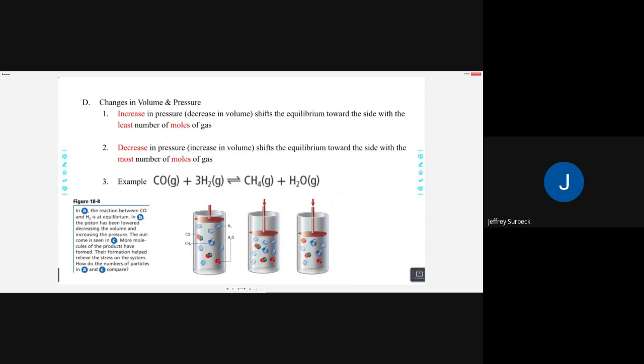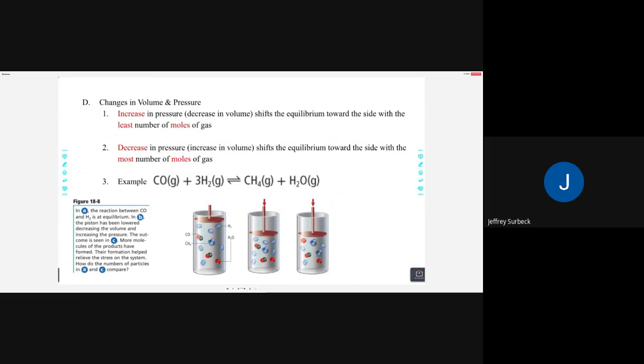Now, in particular, Le Chatelier's principle looked at pressure. And so if we increase the pressure, it's going to shift to the side with the least moles of gas. If we decrease our pressure, it will shift to the side with the most moles. Decrease, shift to the side with the most moles.